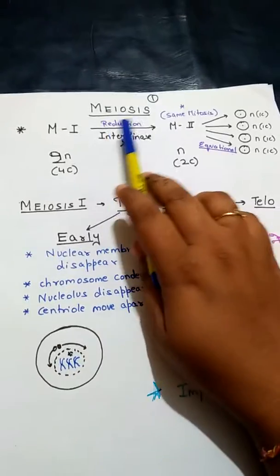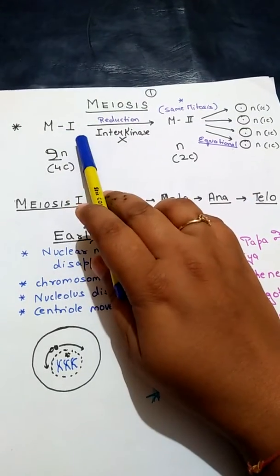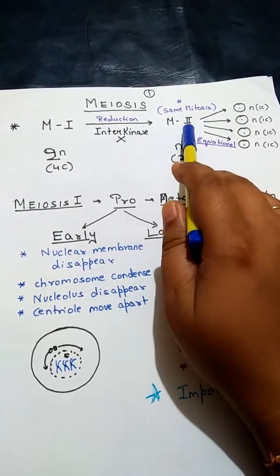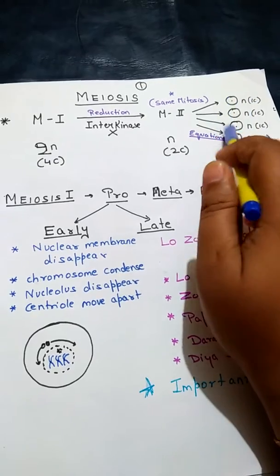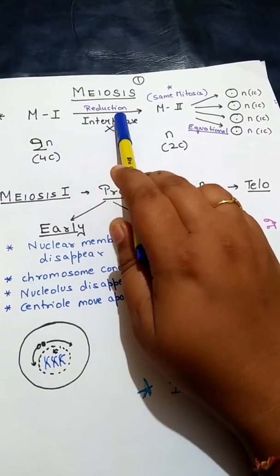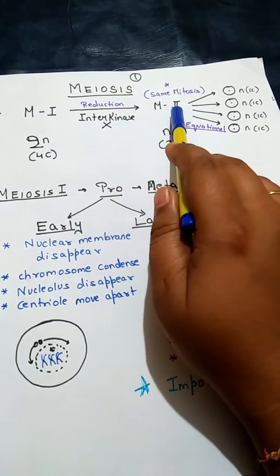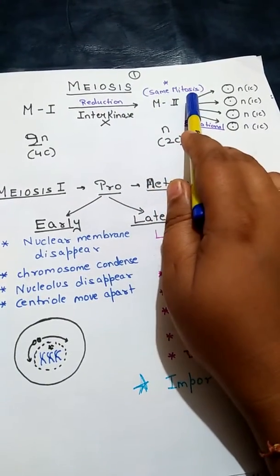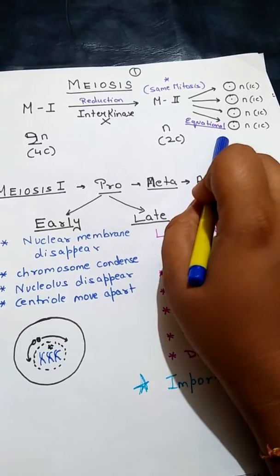Now we are moving on to meiosis. Meiosis 1 is followed by meiosis 2 and followed by the formation of a haploid cell. Meiosis 1 is a reductional phase, you can say that. Meiosis 2 is similar to that of mitosis. That's why it is an equational division.